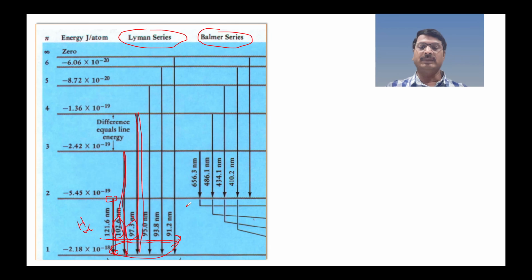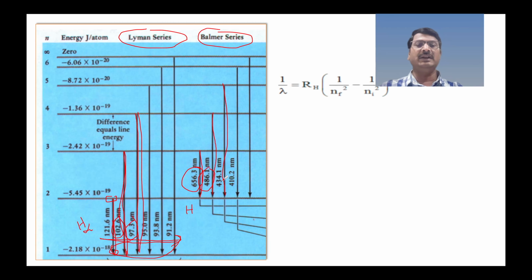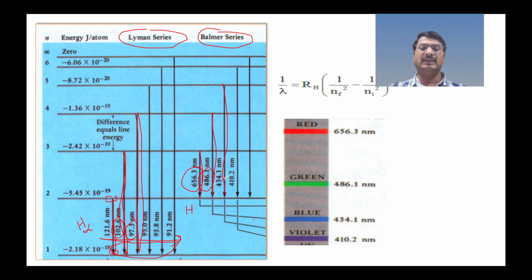In the Balmer series, the H alpha line is when the electron comes from the third energy level to the second energy level, and its wavelength is 656.3. Similarly, the H beta line, fourth energy level to second energy level, has a wavelength of 486. Fifth energy level to second energy level has a wavelength of 434. These are the different types of lights present in the Balmer series having different wavelengths.